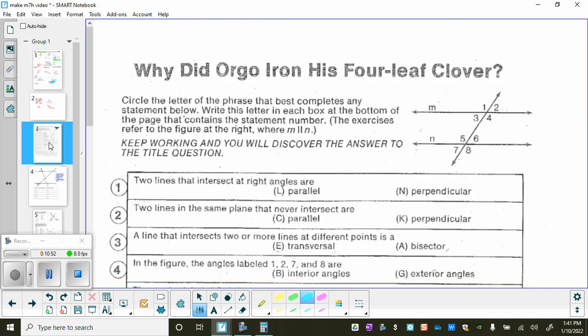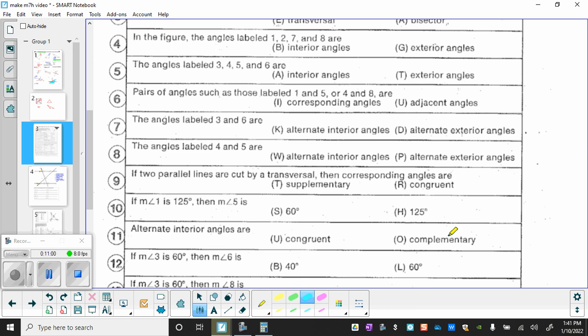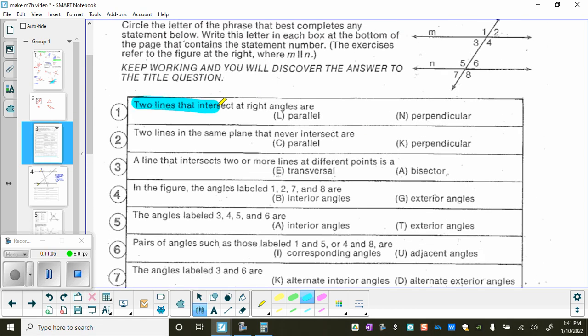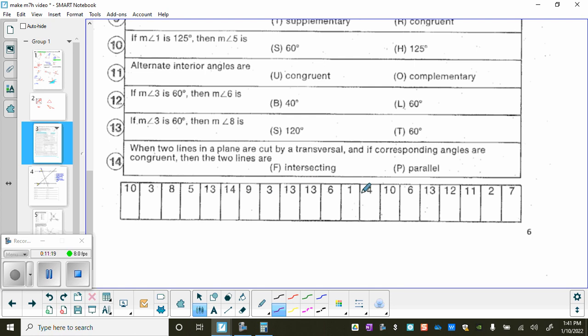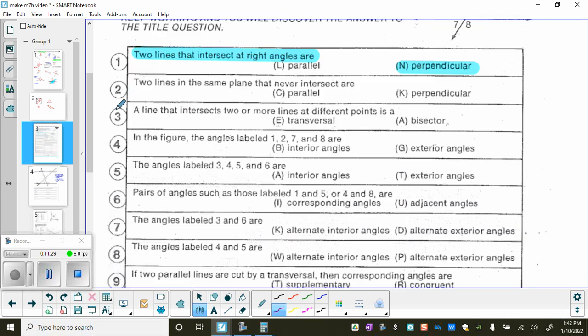Now you guys are actually going to turn over, and here's a puzzle sheet. You're going to fill out this puzzle sheet. Each one of these, you have to pick which one of the two answers you think it is. Let's do the first one together here. Two lines that intersect at right angles. If they intersect and make right angles, y'all know that that's perpendicular. Parallel, they would never intersect. All right, so for number one, it's letter N. So I'm going to come down here, find number one, and fill it in with a letter N. Okay. Now there's a word on here that I don't think we've discussed yet, and it's in number 3.